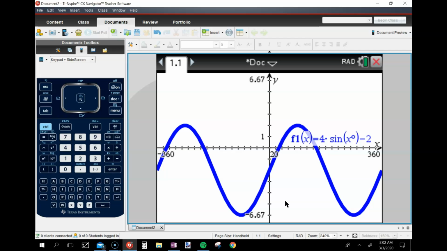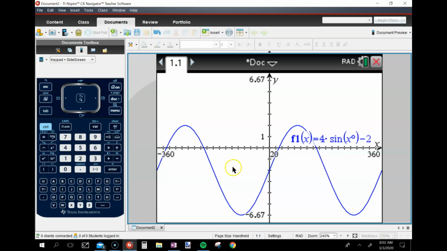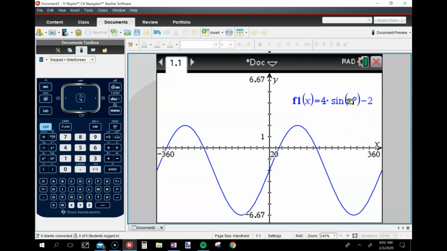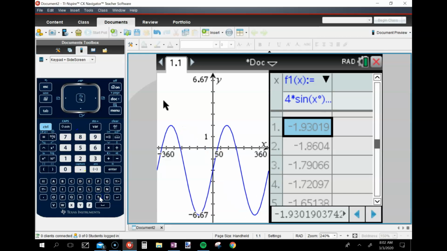Now, if I really want to make sure that my points are good, oh, by the way, if yours doesn't look like this, why doesn't it look like this? Because you didn't put a degree symbol with the X, right? Because I want to look at this in terms of degrees. Now, if I want to really be sure, I'm going to go to Control T to look at my table, right? Well, what's my problem? My table is jumping by how many? By 1. Do I want to jump by 1?